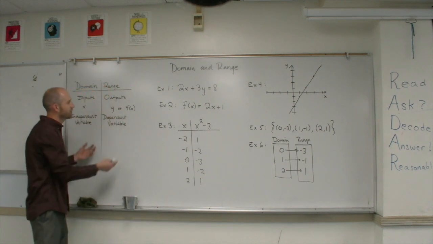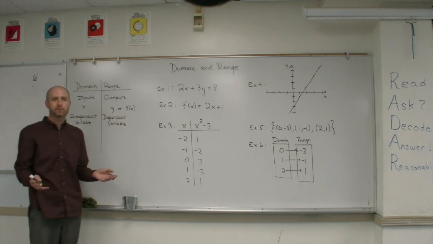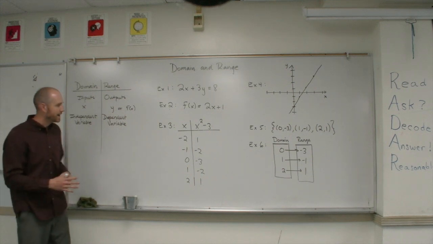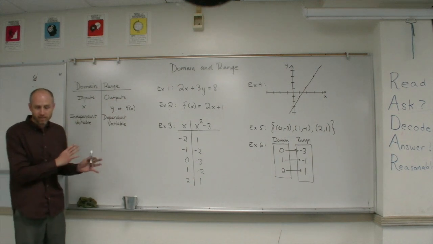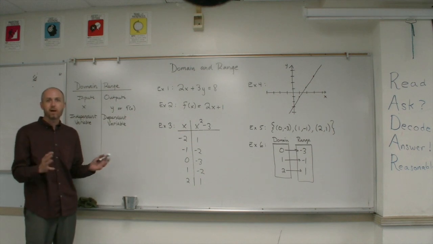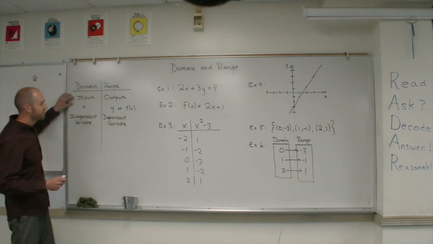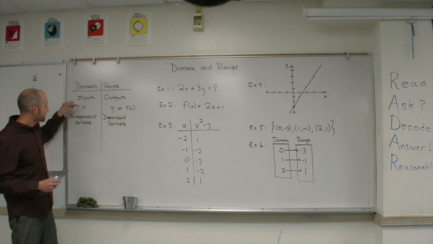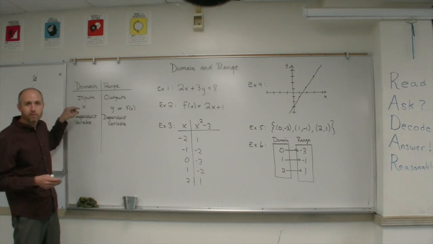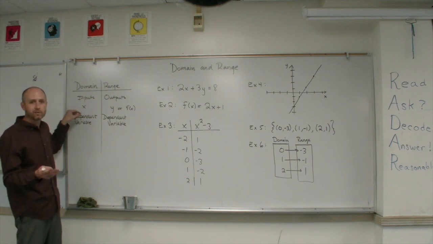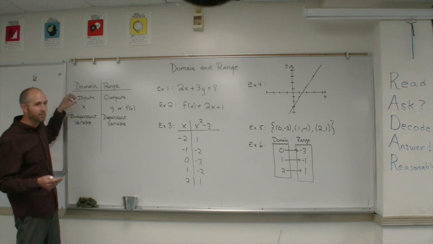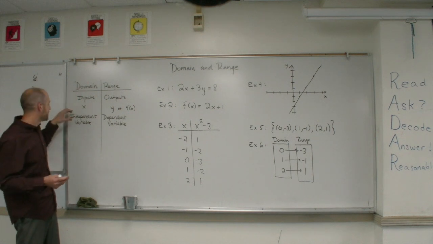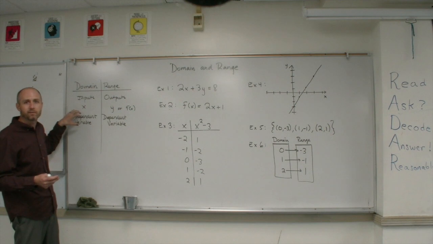So I made this little table over here to give you an idea of all the different names that domain and range go by. This is probably not a complete list, but here's at least some of the popular ones. So domain, inputs. We use the letter x, typically, to represent the inputs into a function. So x represents an element of the domain. Or we can also call it the independent variable.